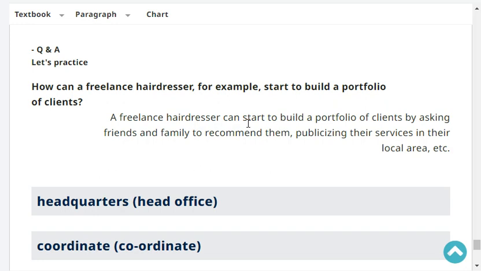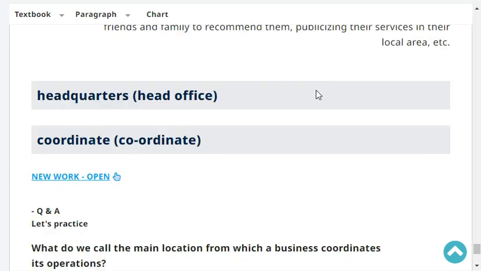A freelance hairdresser can start to build a portfolio of clients by asking friends and family to recommend them, publicizing their services in their local area, etc. Very good. Okay, so that's the end of our revision.